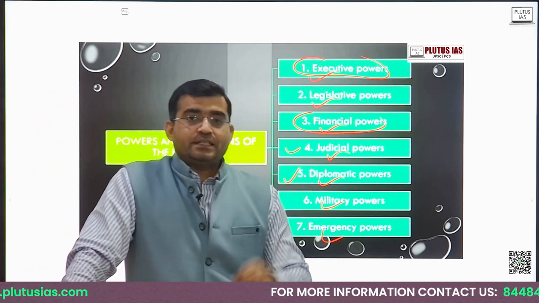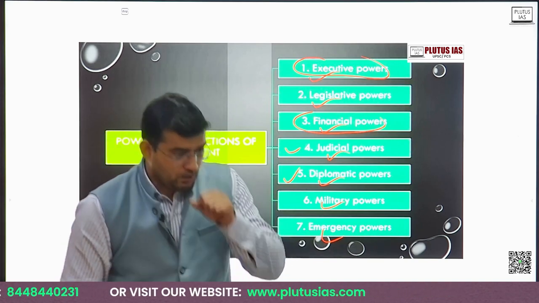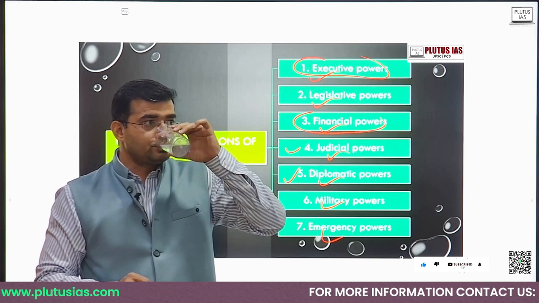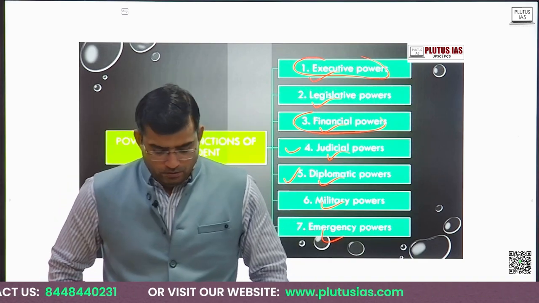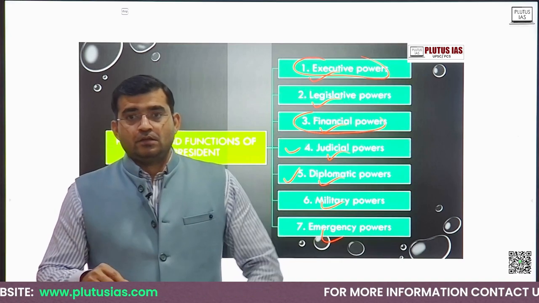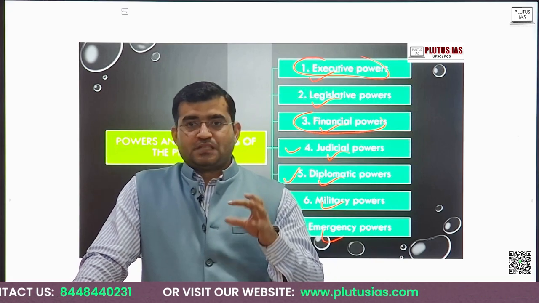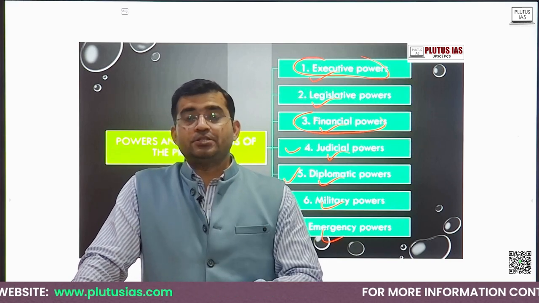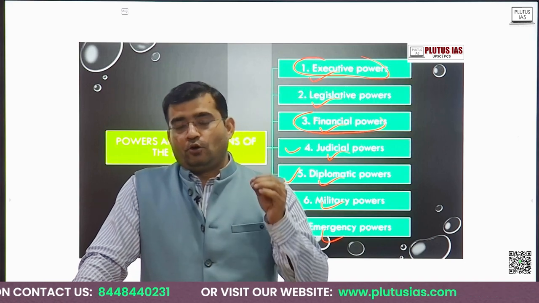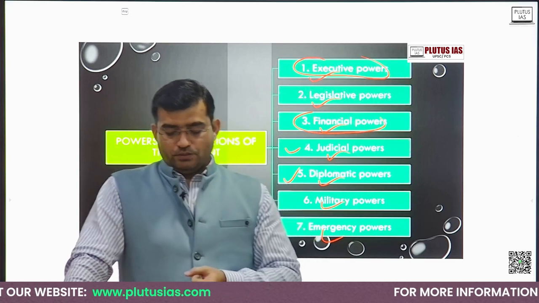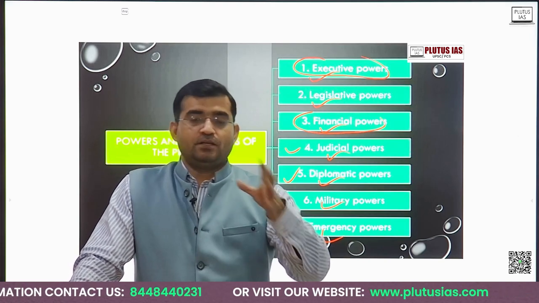Diplomatic power. You know very well, what is diplomacy? Diplomacy is the act of executing the foreign policy. So diplomats, with their tactics and their strategy, carry out the foreign policy. Here, the President is considered the head of the government, and all such treaties, agreements, even summits are held on behalf of, and in the name of, the President. So he is responsible for that diplomacy as well.